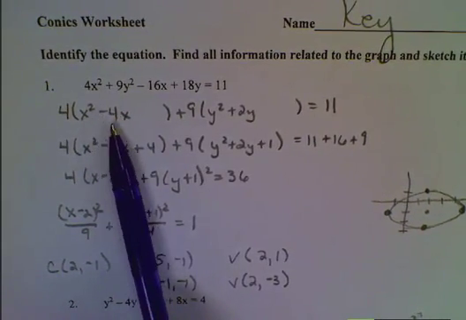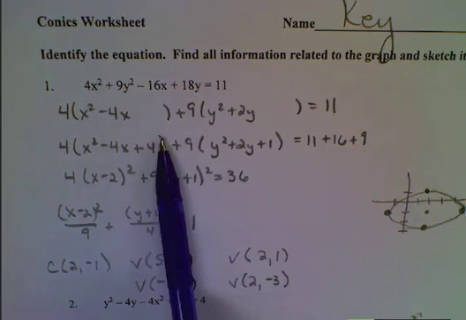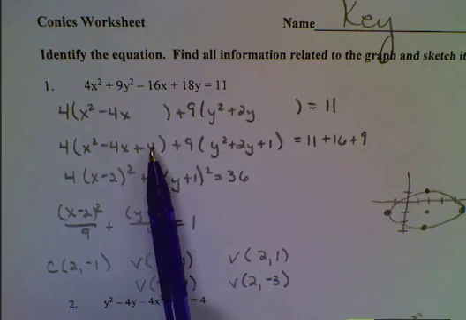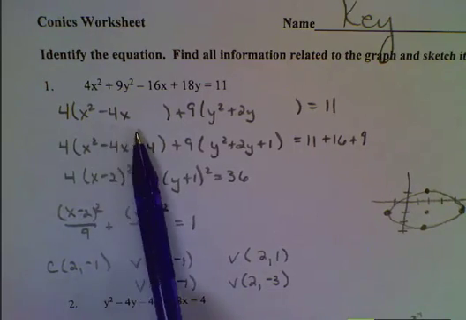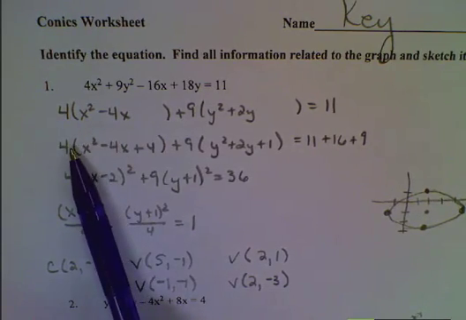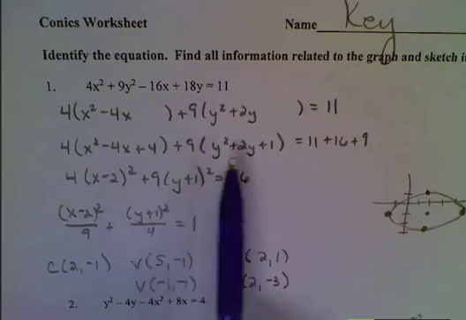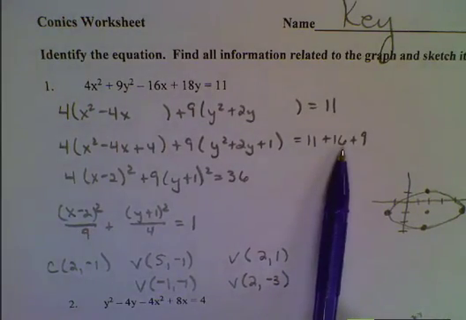I took half of negative 4, which is 2. 2 squared is 4, so that's what I added here. But what did I really just add? I really added 16. Don't forget, if there's a coefficient out in front, you have to decide what did I really add. 4 times 4. So I added 16 over here.